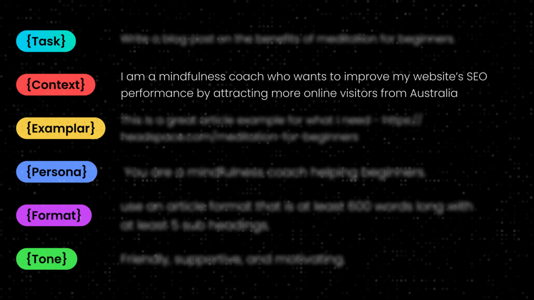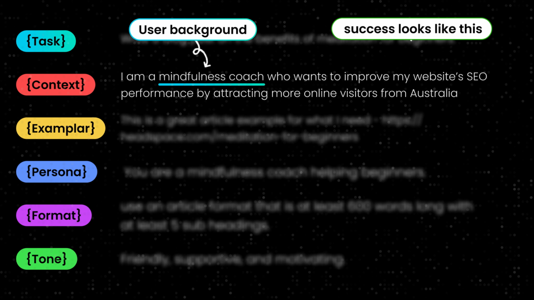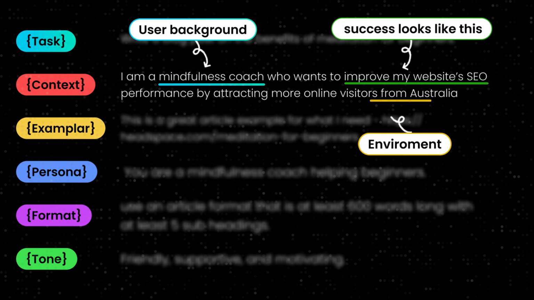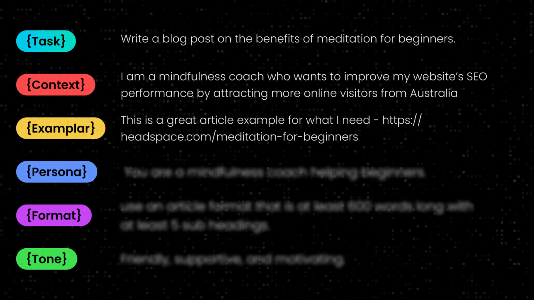A great tip for writing the context would be to include the user background, what success looks like, and the environment related to the task. The context essentially helps you constrain ChatGPT's endless variations of data to what you need. Providing examples are important to further articulate your needs, giving ChatGPT more details to work with in terms of context and format.